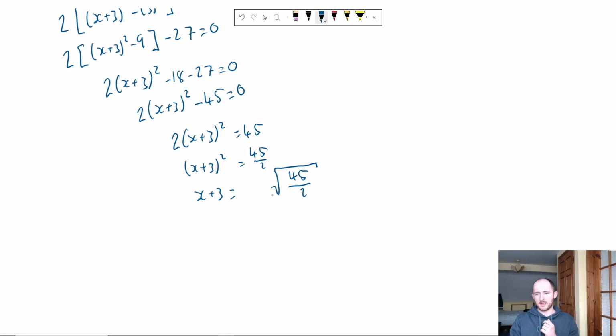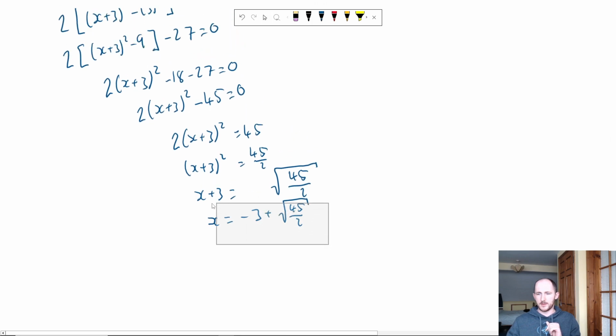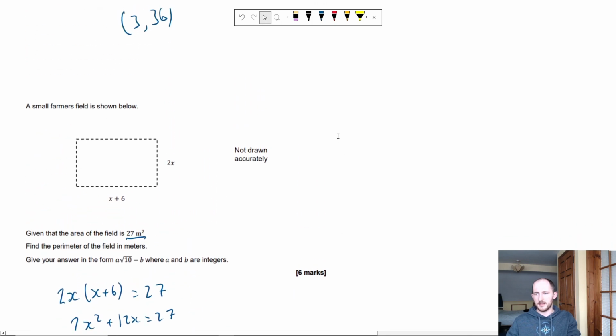And then lastly, but certainly not least, that means we have minus 3 plus square root 45 over 2, which we can simplify. Well, we can't simplify the root 2, but we can simplify the root 45. But I'm going to leave that for now. So what I'm going to do is copy that value, put it back up here, and we're going to work out now the perimeter.